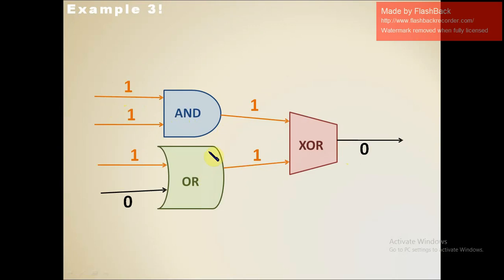Here we connected 3 gates. AND gate with 1 1 generates 1. OR gate with 1 0, here we take compulsory 1 0, generates 1. Then 1 1 is given as an input for the XOR gate, and it generates the false value, that is 0.